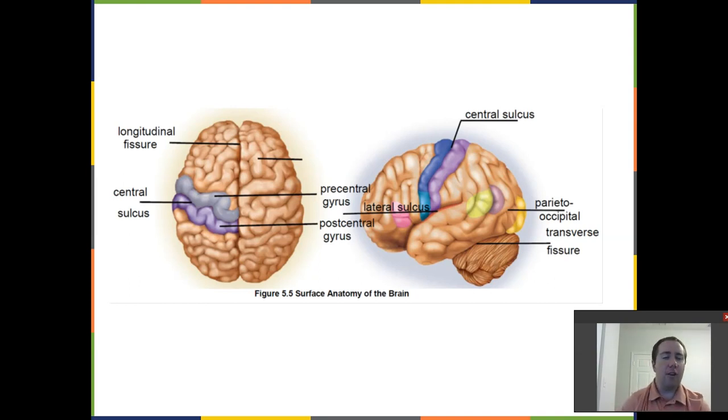Now, if I took away the colors on this diagram, it would get much more difficult to pick out the central sulcus. But anytime you are ever going to be asked to find the central sulcus, the precentral or the postcentral gyrus, it'll always have color like this, drawing your eye directly to where you're trying to look.